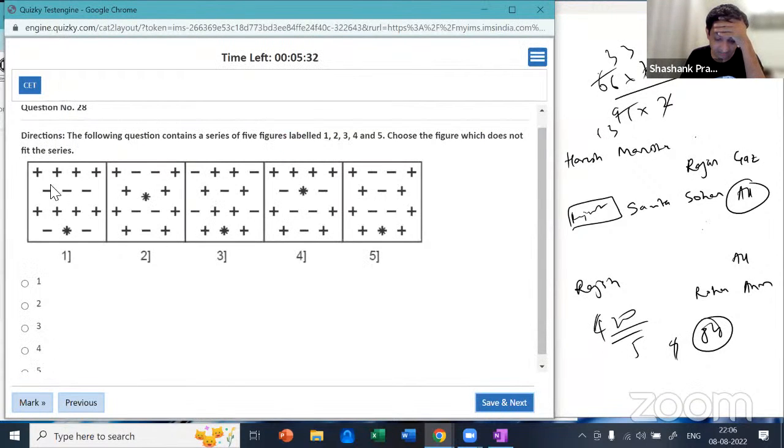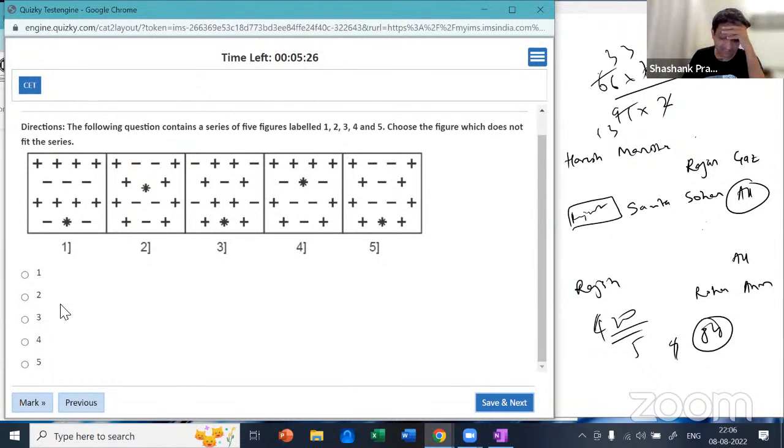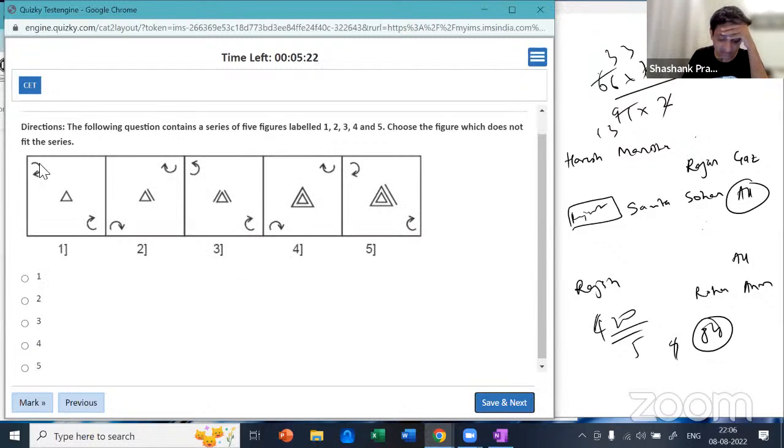28, 29, 4 plus, 4 plus, plus plus plus plus minus minus minus plus plus plus. Okay, second and third, first and third, there is a disparity. Fourth, I think. Now I'm just randomly marking. Okay, so this is one. Okay, so this does not fit the series. Okay, clockwise semicircle, anti-clockwise semicircle should have been this.